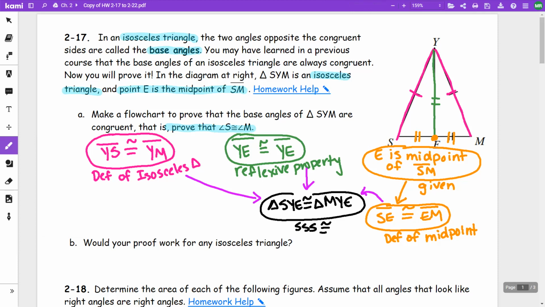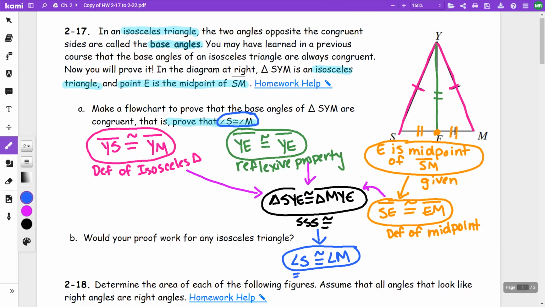Now, that's not what I needed to prove. I needed to prove that angle S is congruent to angle M. So knowing that these triangles are congruent, I now can say that angle S is congruent to angle M. And the reason is going to be congruent triangles. So I'm going to abbreviate this: congruent triangles lead to congruent parts. And that is our proof.